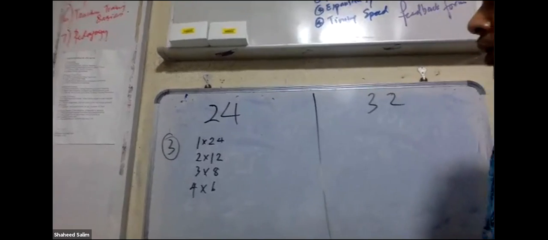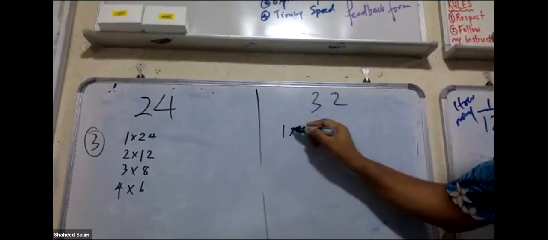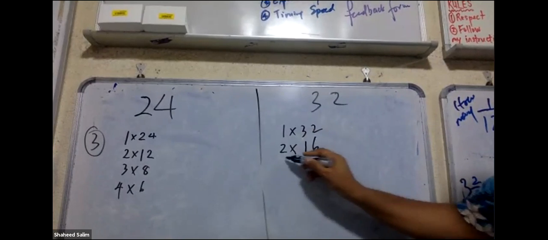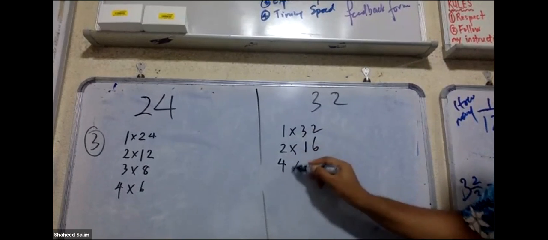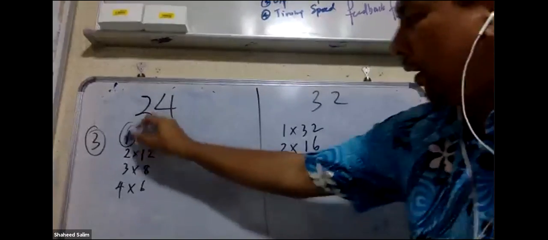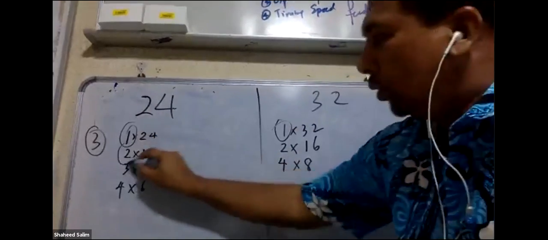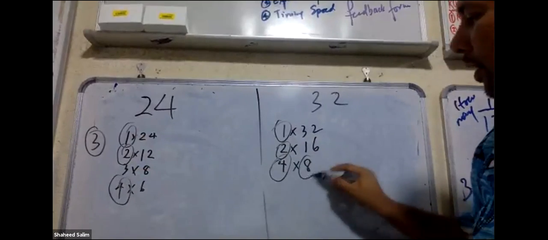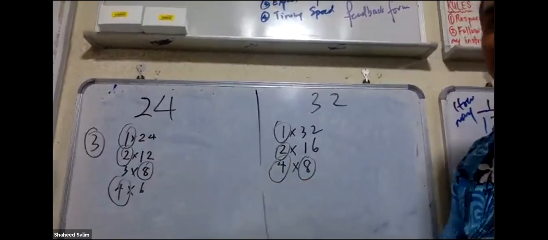Then down here, same thing. 1 times 32. 2 times 16. 3 cannot. 4 can, times 8. 5 cannot. 6 cannot. 7, 8, but 8 we already got. So that's it. So we count 1, 1, 2, 2, 4, 4, 8, 8. There's 4 numbers that are common.